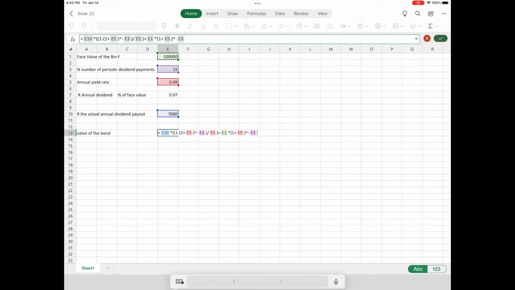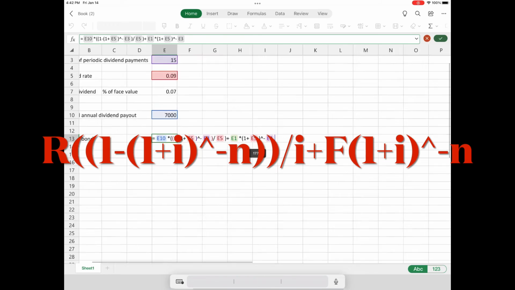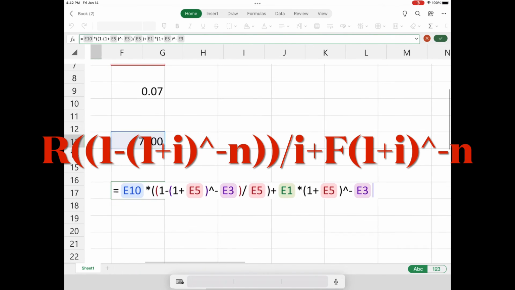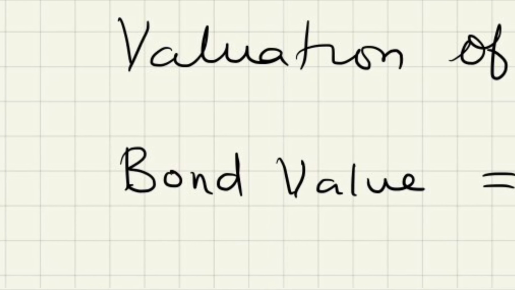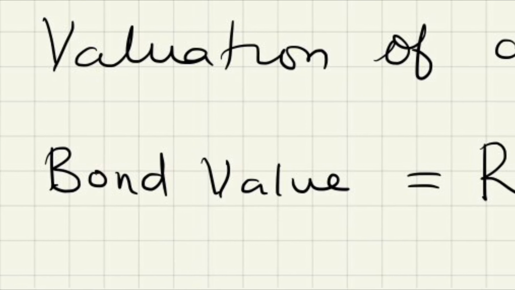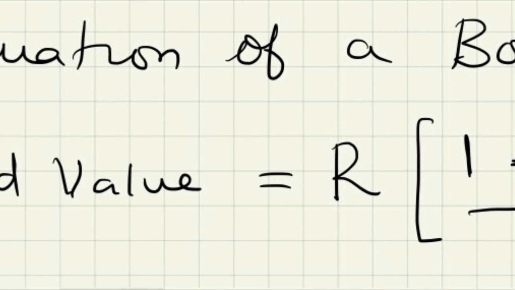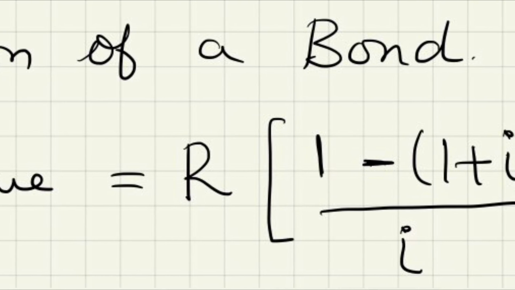Now look at the formula I have used to get this. So you go first to E10. E10 means the face value. So we go to the face value. Then you multiply it with 1 minus (1 plus i) the whole raised to minus n, divided by i. Then again you take the face value and multiply with (1 plus i) the whole raised to minus n.